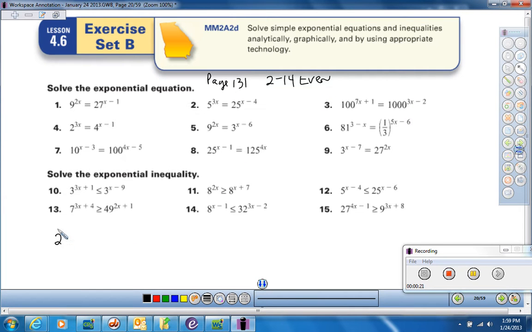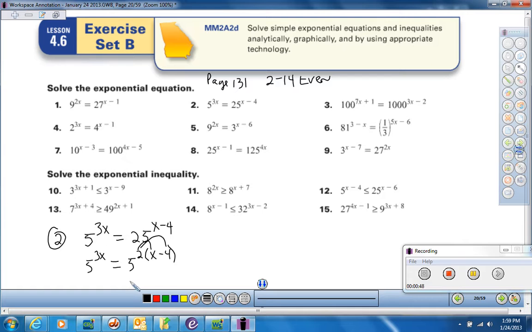I'll just work it down here. Number 2, we have 5 to the 3x is equal to 25. Now, right now, what we need to do is get the same base. Okay, well, we can rewrite 25 as 5 squared. So we'll have 5 to the 3x is equal to 5 squared. Now, put the x minus 4 in parentheses so that we can remember to distribute through. So let's distribute the 2 through.